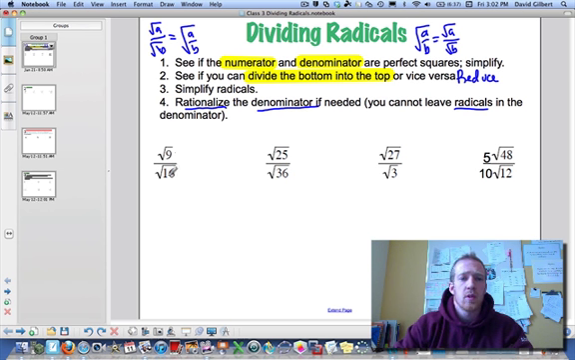These two are both perfect squares, right? Square root of 9 is 3, and the square root of 16 is 4. Bam, done. 3 over 4. All right, the square root of 25 is 5. The square root of 36 is 6, so we get a 5. This is equivalent to a 5. This is equivalent to a 6. We get a 5 over 6.